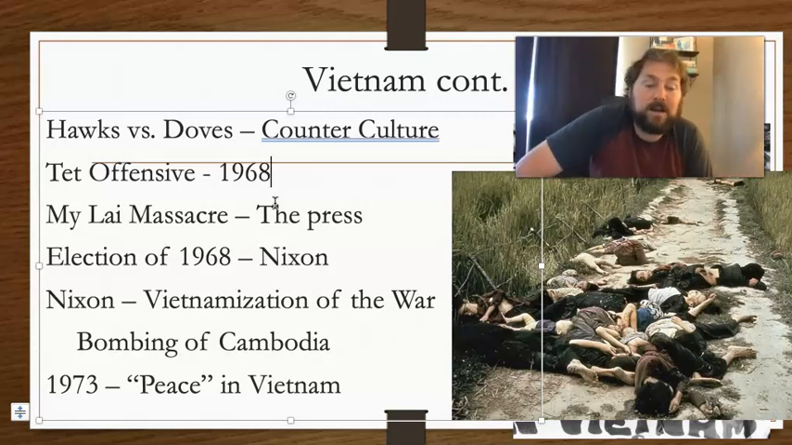To contain communism and to help the South Vietnamese against the North Communists. And ultimately, the Northern Communists win. And that's at least the basics of the Vietnam War.